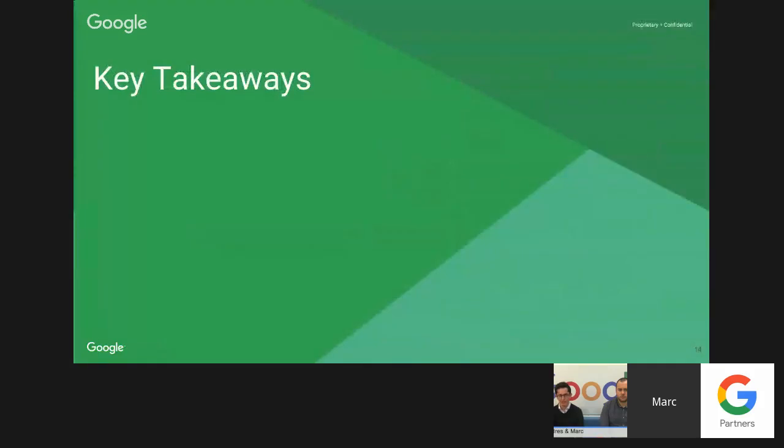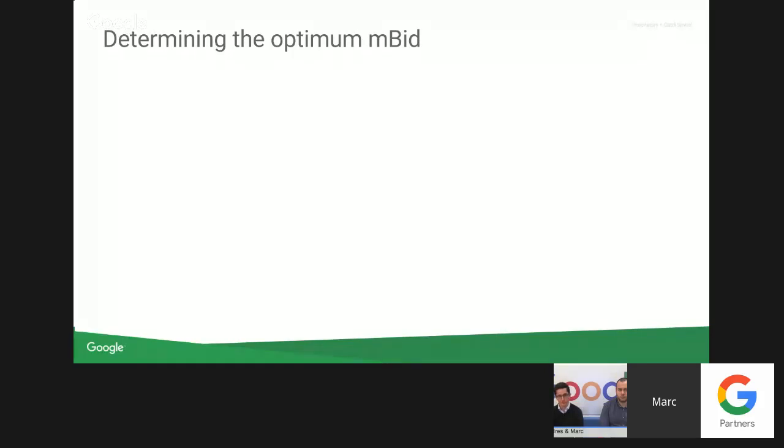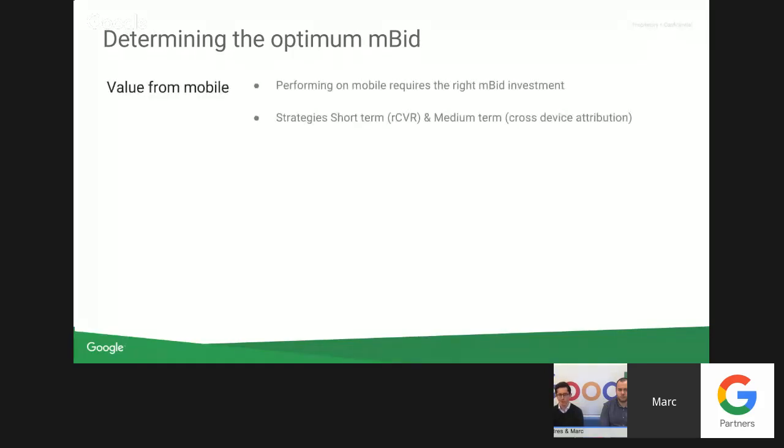Today we did cover quite a lot of content, especially in regards to mobile strategies and tools that can help us determine their optimum MBID. So I do want to summarize the main takeaways of today. When we're determining the optimum MBID, the first thing is we need to understand how to create value for mobile. We talked about the 3-step strategic framework that Google takes in order to determine a mobile strategy, and we understand that performing on mobile, the latter part of the stage, requires the optimum MBID. MBID investment was the main point of today's conversation, and we presented 2 forward-looking strategies.